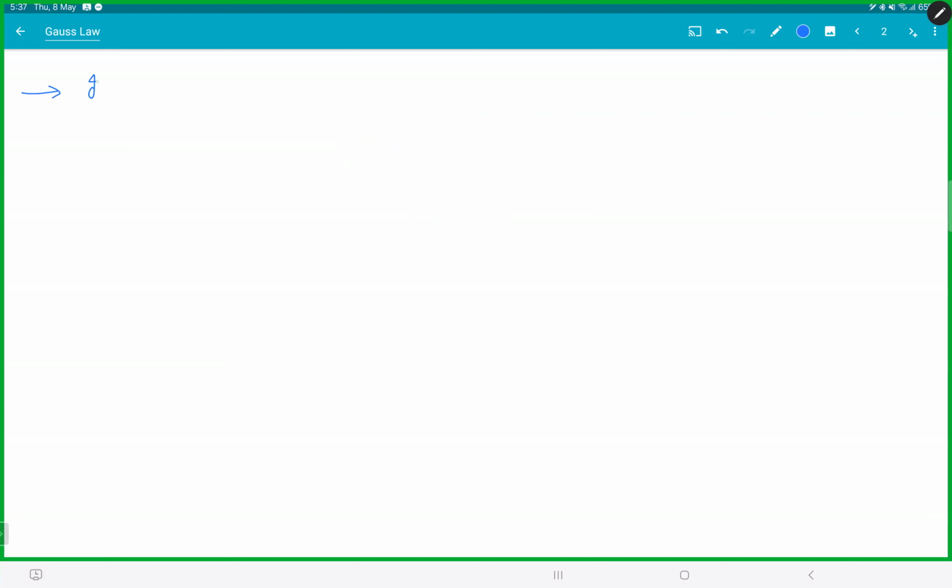So if we study flux in terms of field lines, then flux won't depend on the area and the angle. You just count the number of lines and you're done.